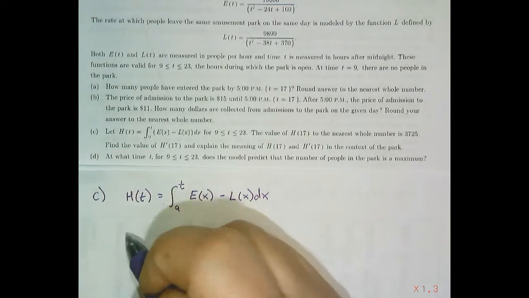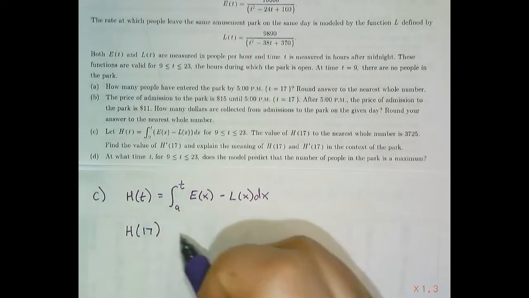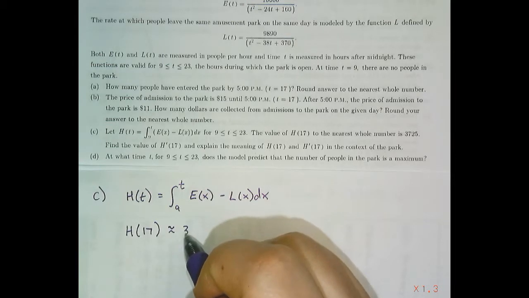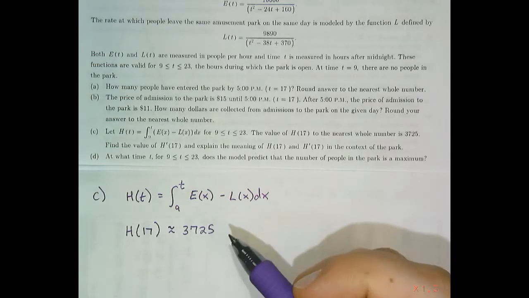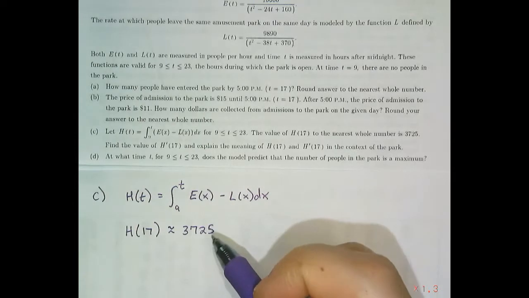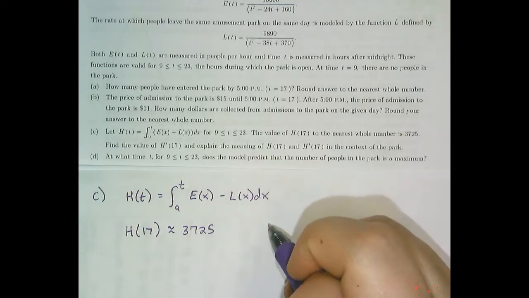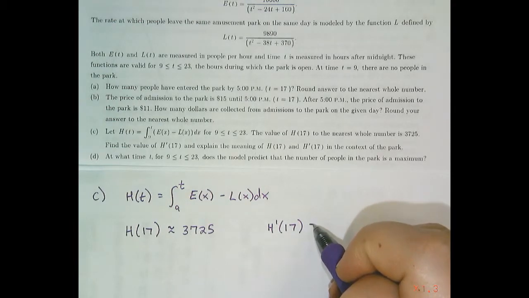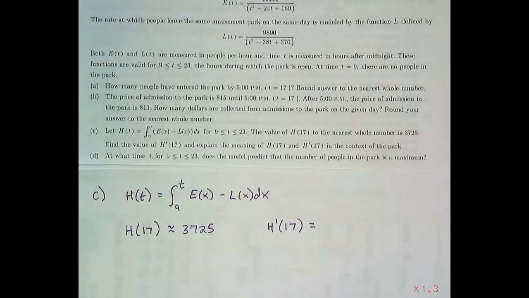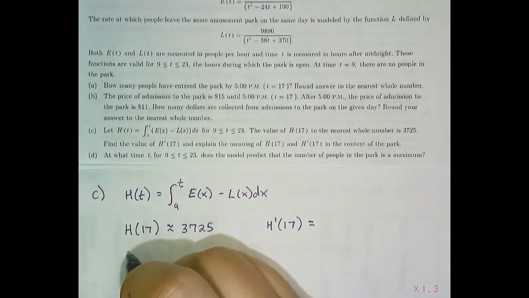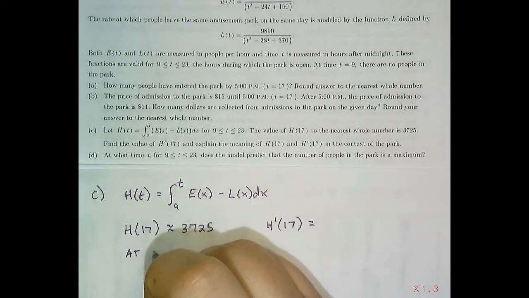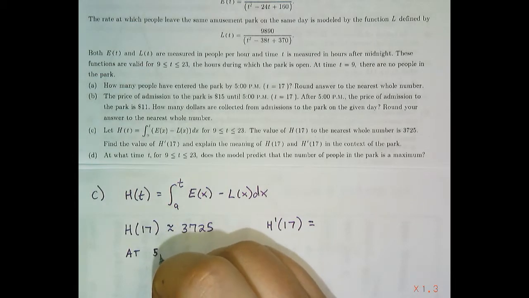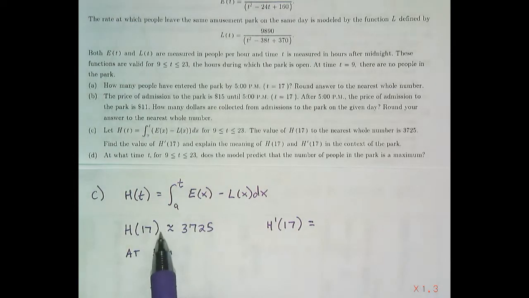They tell us that h of 17 is approximately 3,725 people. And they want us to find h prime of 17. That's what they're asking for. And they also ask us to tell them the meaning of this. So the meaning of this is at 5 p.m., because time 17 is 5 p.m.